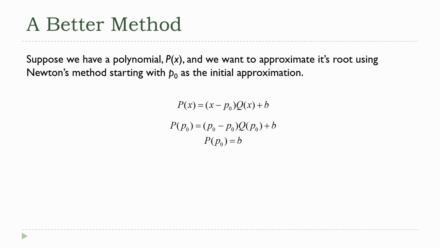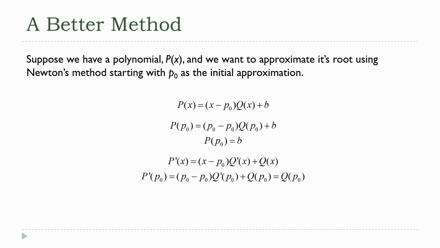Now, before we move on, remember that to use Newton's method, I also need to know the value of the derivative of p, right? P prime of p0. Okay, so how can we get to there? Well, go back up to the first line, that p of x equals line, and let's differentiate that.